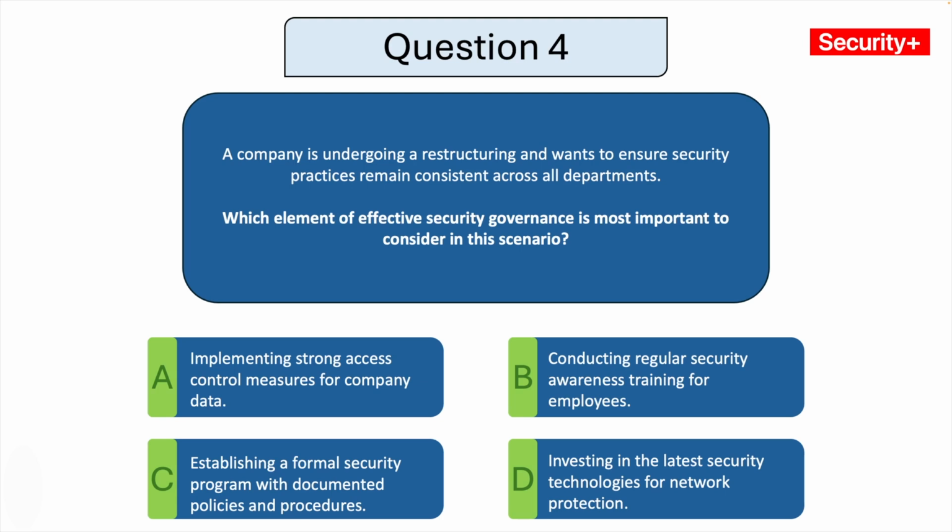All right, I would say this is a bit of a tricky one. The key here, though, is where it says across all departments and also security governance. Out of the possible answers, only one has to do with security governance and also across all departments, and that would be C, establishing a formal security program with documented policies and procedures. So I'm going to go with C here.